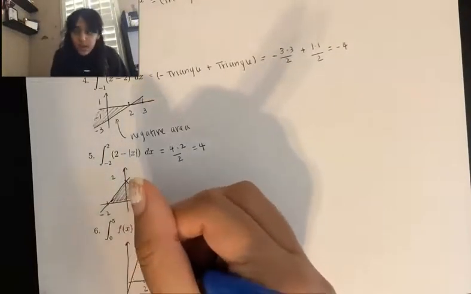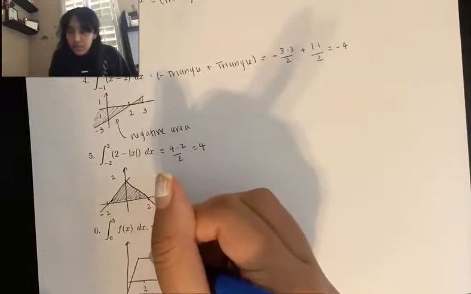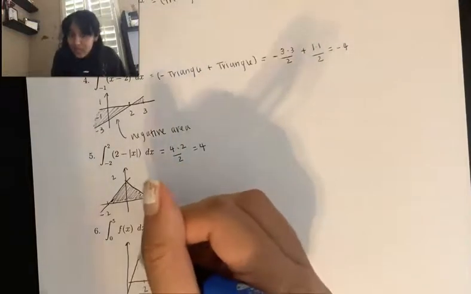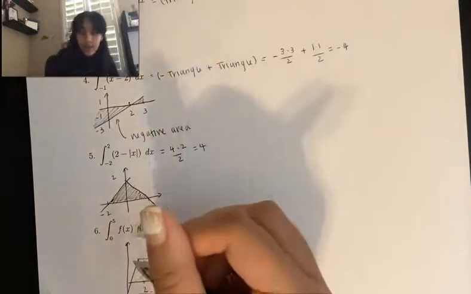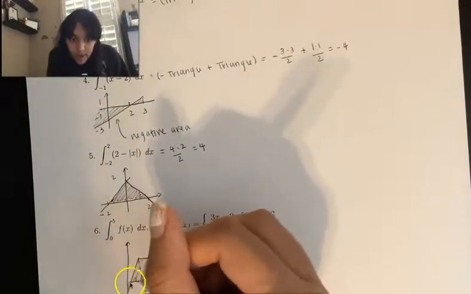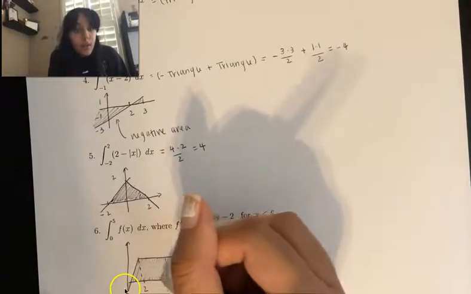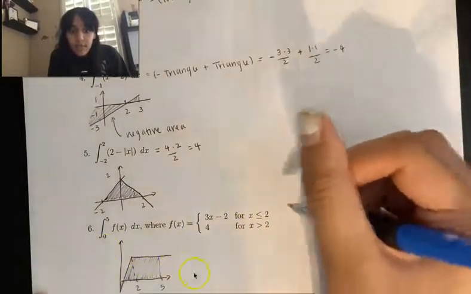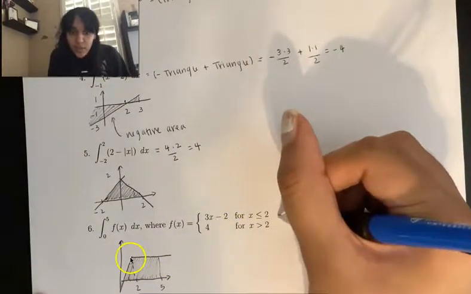So the first part that you're going to want to draw is your first function, which is 3x minus 2. When you plug it in, you see that your x is 2/3. So that first little triangle right here is negative. So we're going to have a negative triangle as our first part. And then you're going to have a positive triangle. And then your last piece is a horizontal 4. And x has to be greater than 2, so that's where it starts.